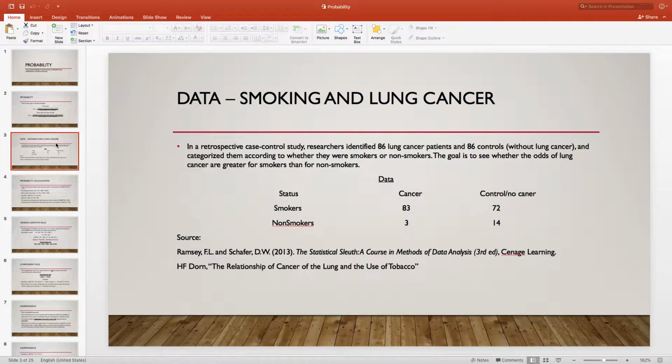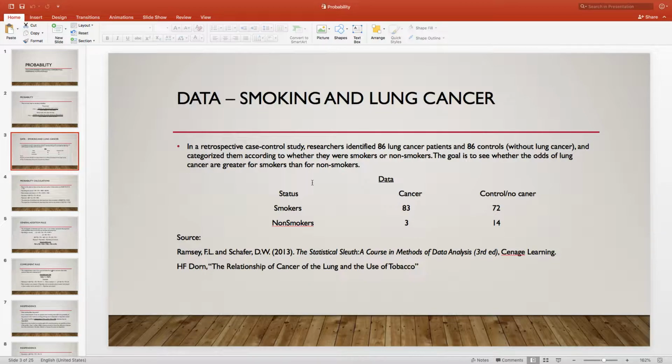Okay. So this data is on smoking and lung cancer. And this is a retrospective case-controlled study identifying 86 lung cancer patients and 86 controls without lung cancer and categorizing them according to whether they were smokers or non-smokers. The goal here is to see whether the odds of lung cancer are greater for smokers than for non-smokers.